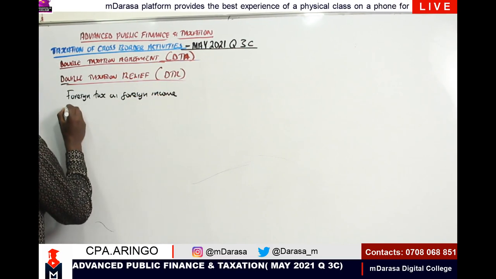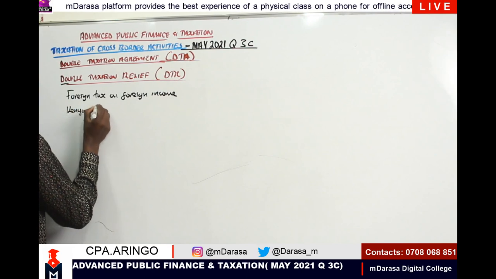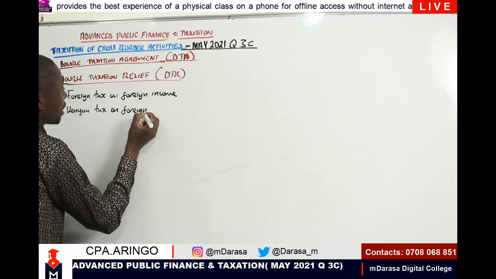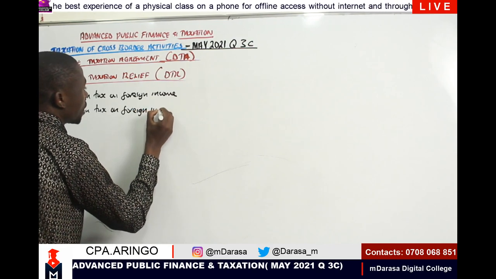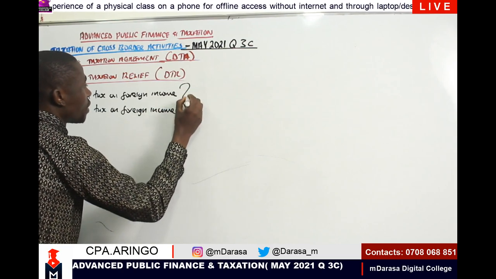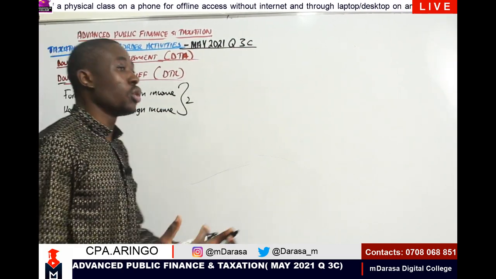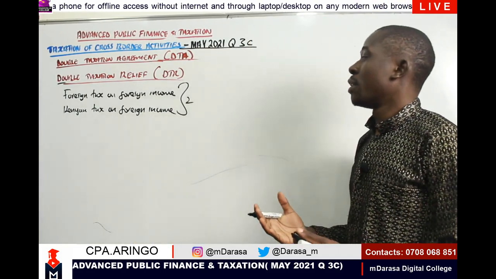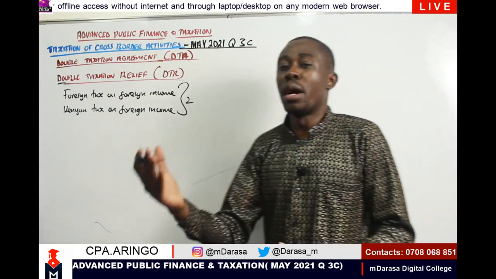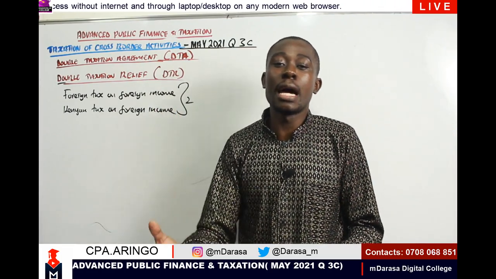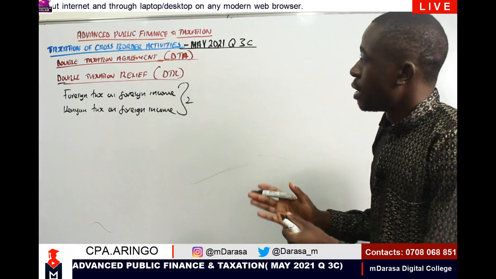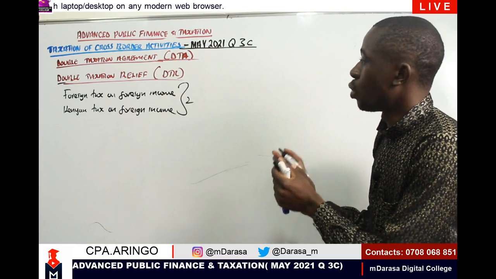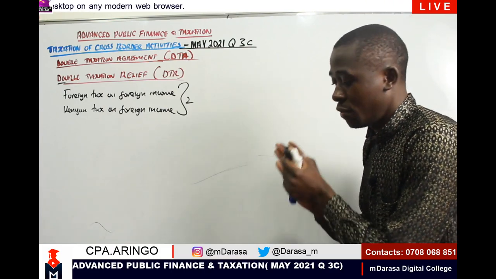I'll be comparing that with the Kenyan tax on foreign income. So in this case, whichever is lower is the one that you are going to take as double taxation relief. So this is what we had talked about in our previous classes.